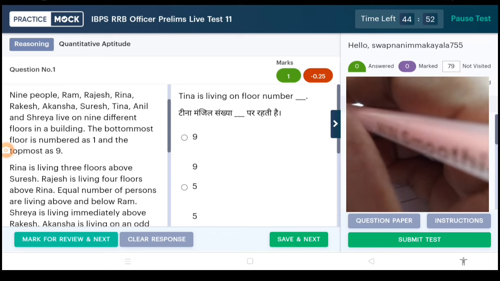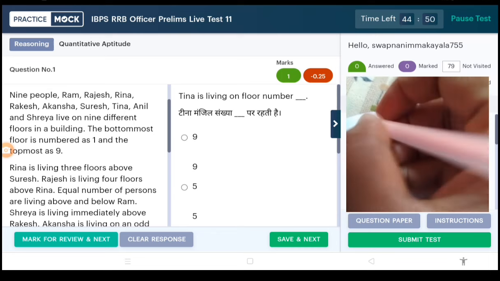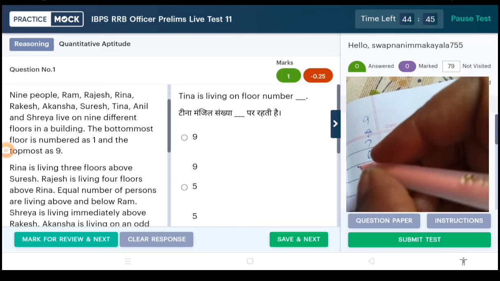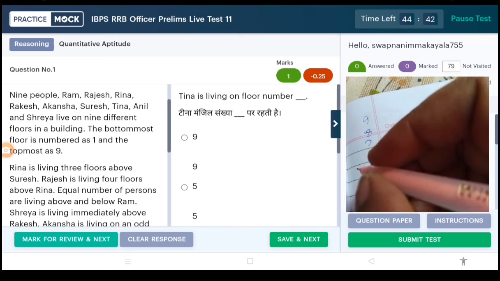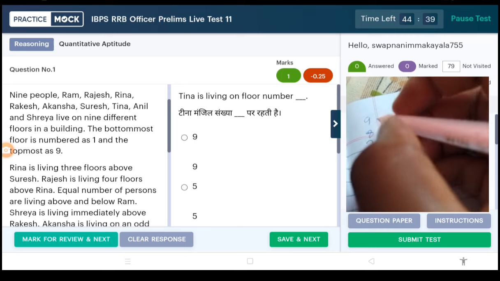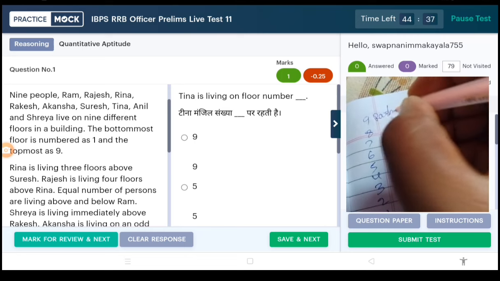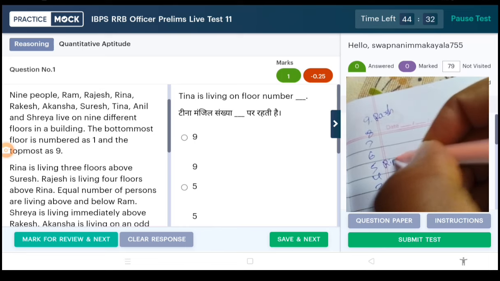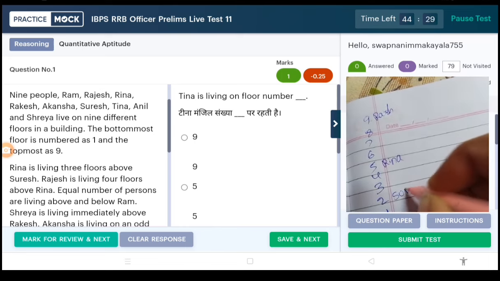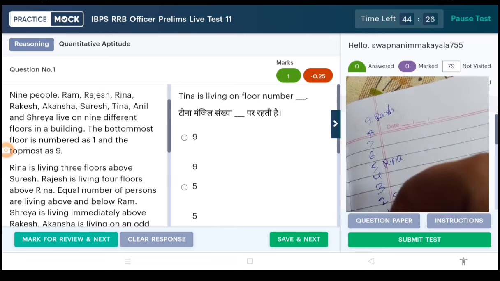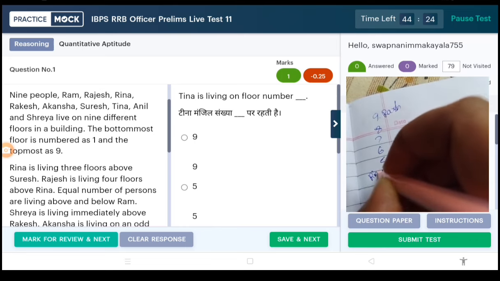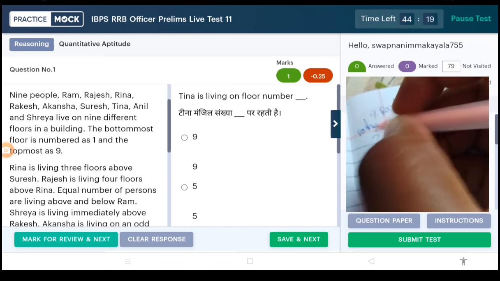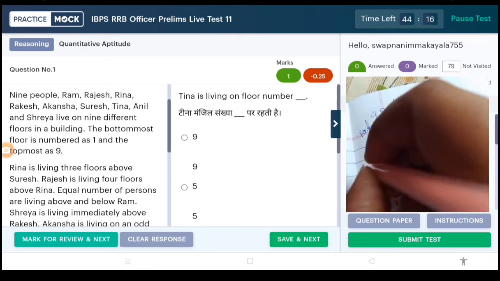9 different floors in a building, the bottommost floor is 1: 9, 8, 7, 6, 5, 4, 3, 2, 1. Rina lives 3 floors above Suril. So Rajesh, 4 floors above Reena, 3 floors above Suresh, Reena and Rajesh. Equal number of persons are living above and below Ram. So this is Ram.